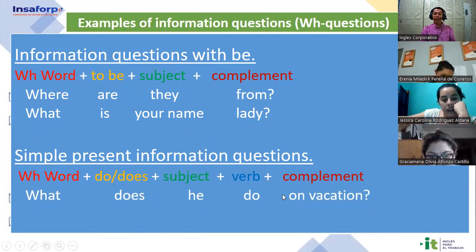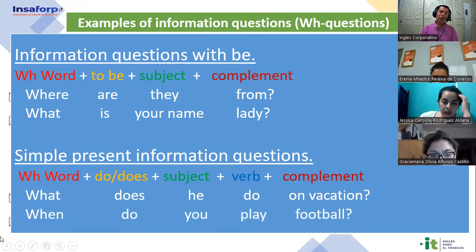What does he do on vacation? What is the WH word? Does is the auxiliary. He is the subject and do is the verb. And the complement, that is not important. Also, when do you play football? When do you play? Okay, four elements. Good. Any question? Class, do you have questions? No questions?